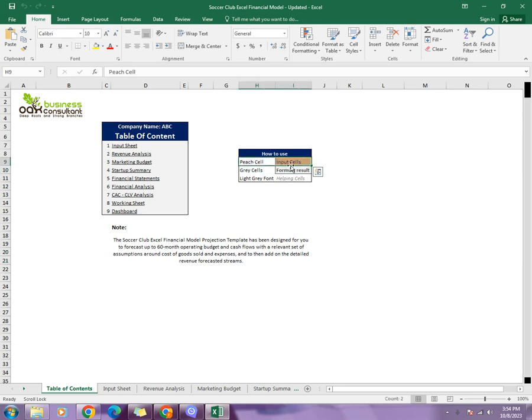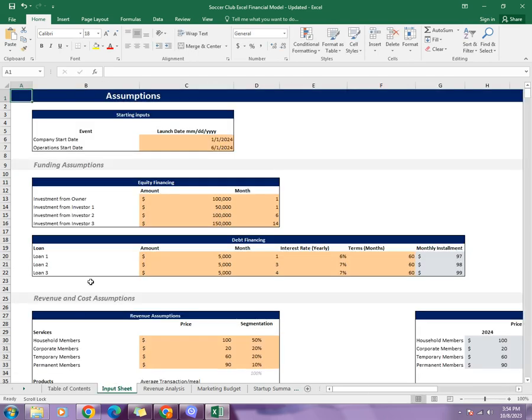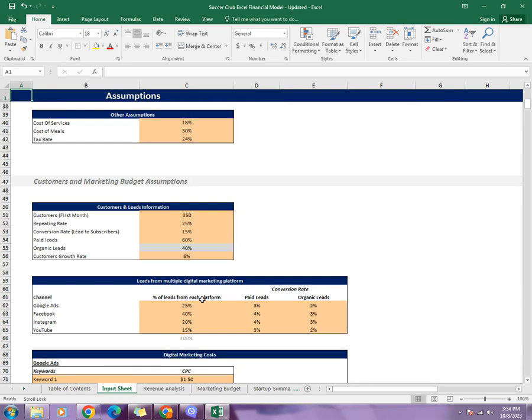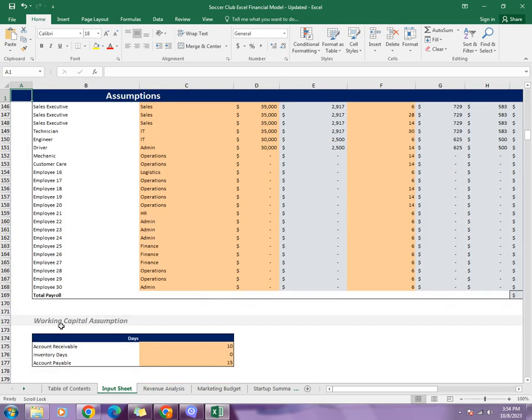If you see over here, it shows how to use it. This sheet shows that the peach cells indicate the input cells, whereas the gray cells tell you about the formula results in the input sheet, whereas the light gray fonts are helping cells. Coming to the input sheet, it includes all the assumptions that are needed. For example, the funding assumptions, revenue and cost assumptions, customer and marketing budget assumptions, as well as the capex and opex assumptions. It also includes the working capital assumptions.